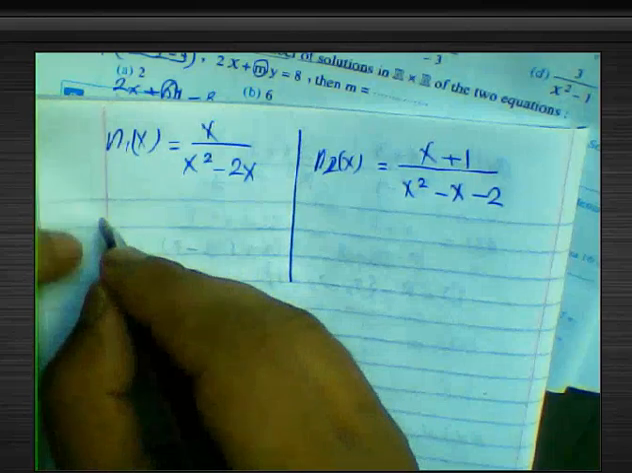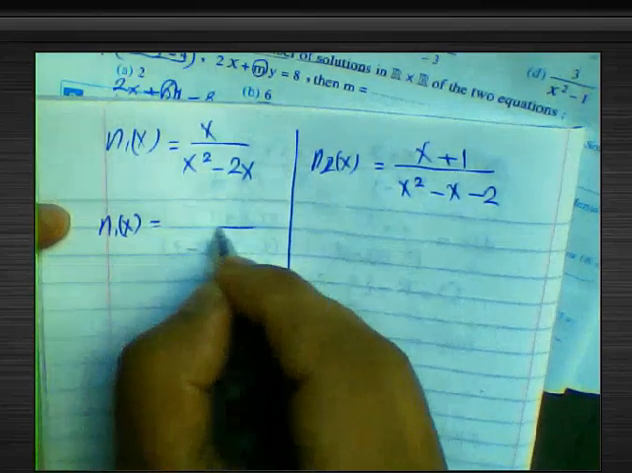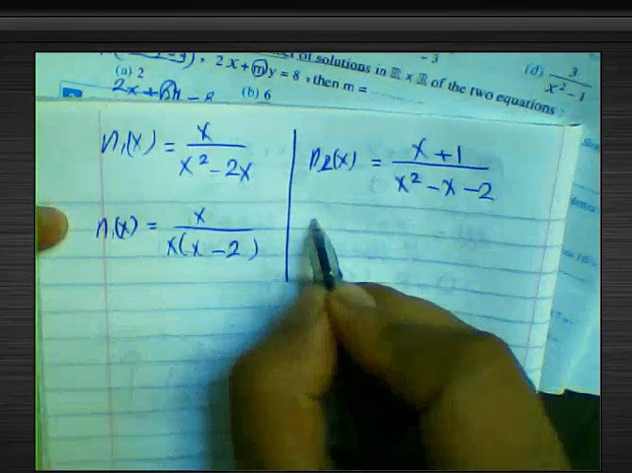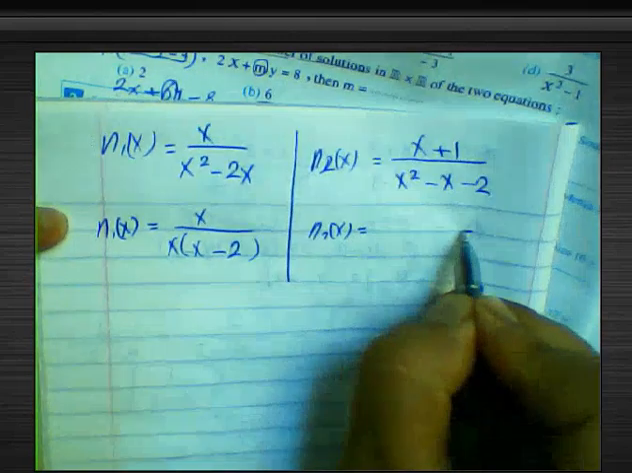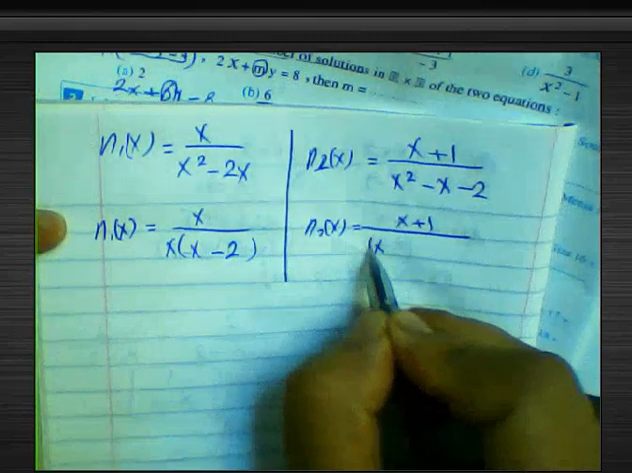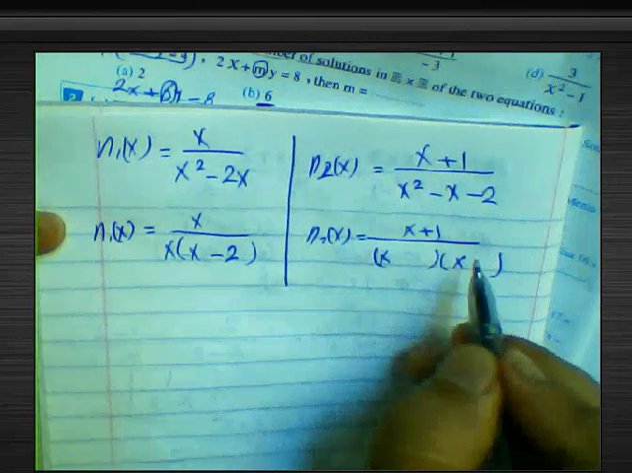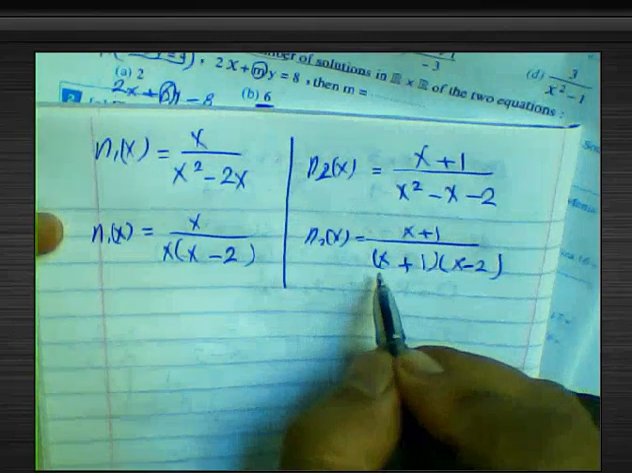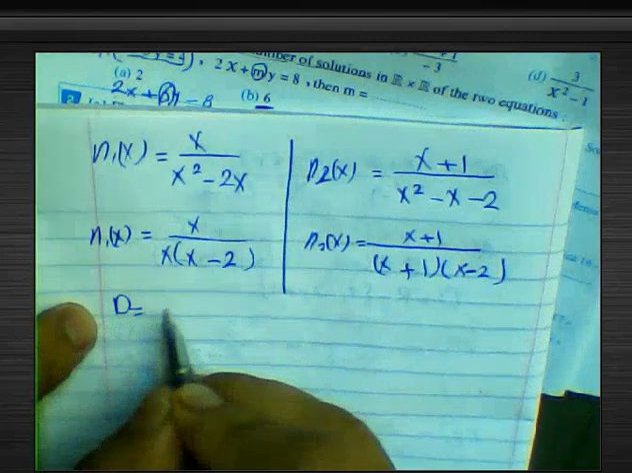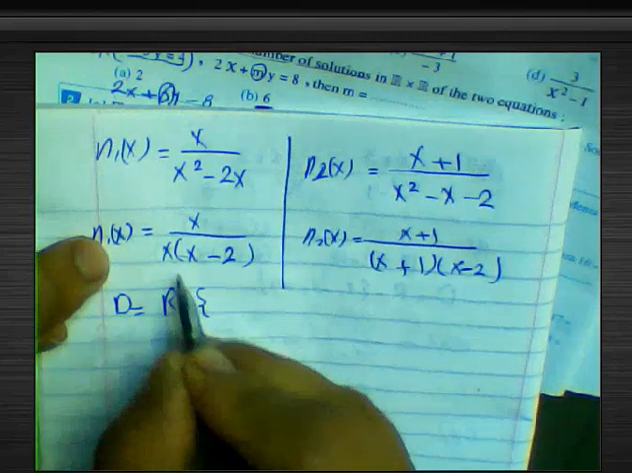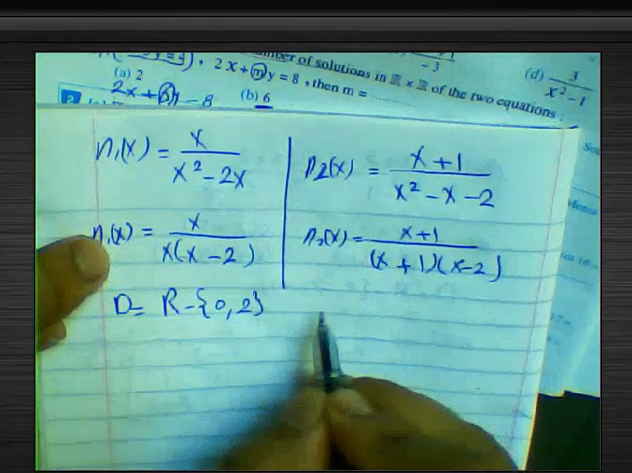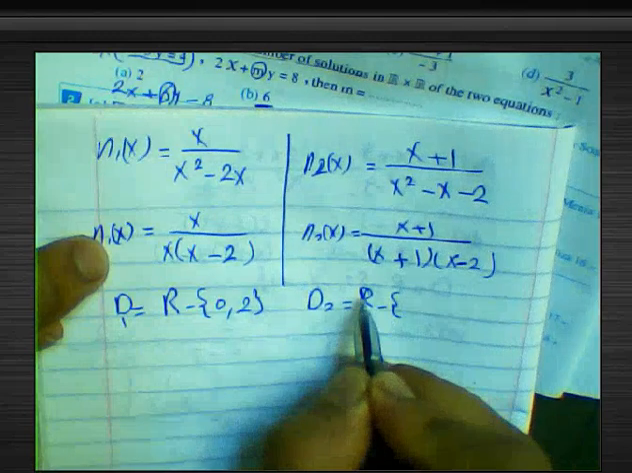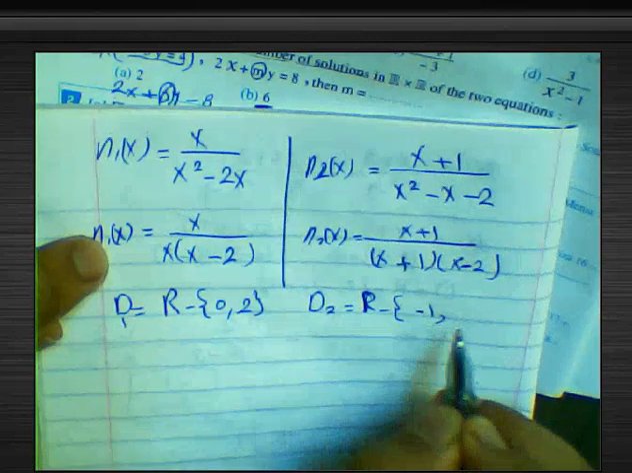We can factorize n1 of x, and write x outside here: x subtract 2. n2 of x equals x plus 1 over x multiply x equals x power 2, 1 multiply 2 equals 2, and the right sign here is negative, it will be positive. We can write the domain equal R, subtract the set of 0 and 2. Domain 2, we can write R, subtract -1 and 2.